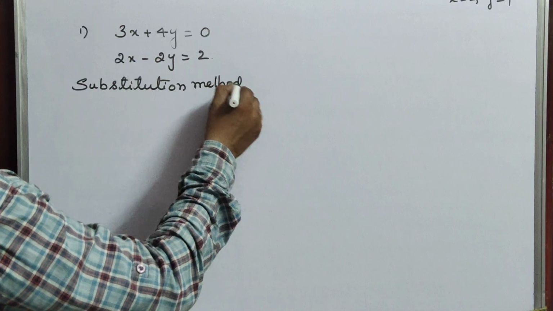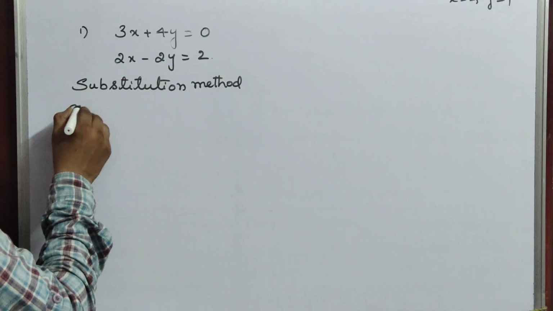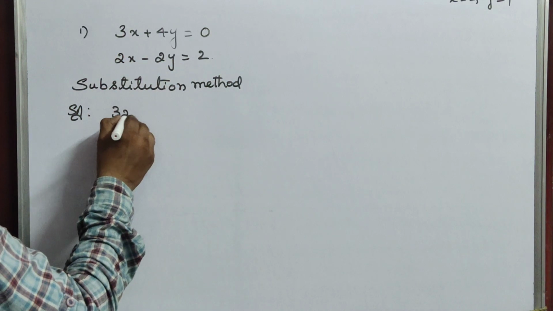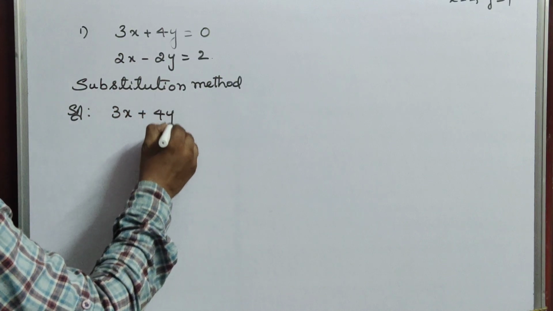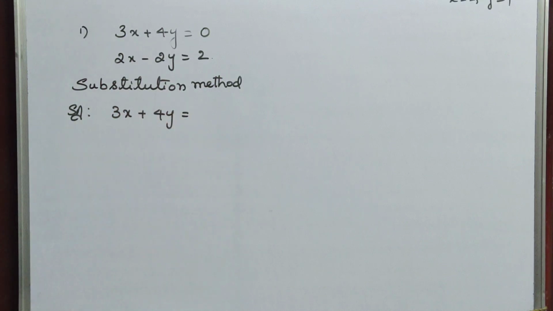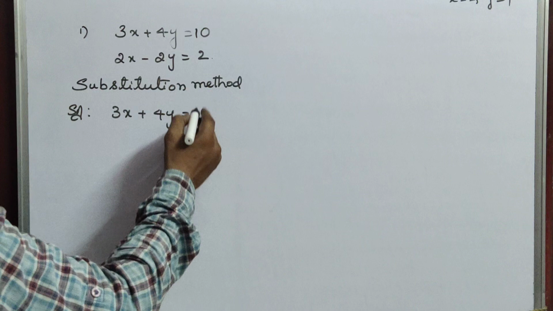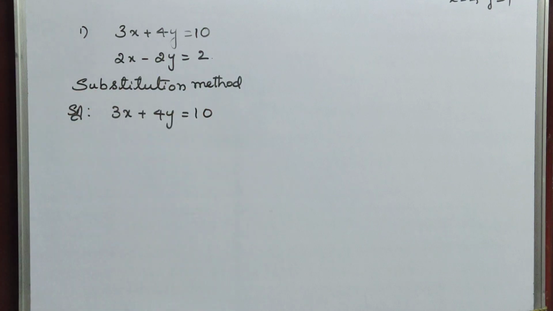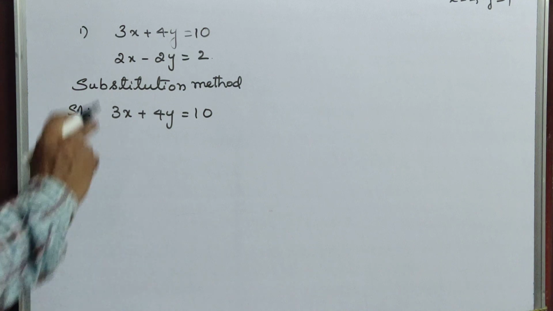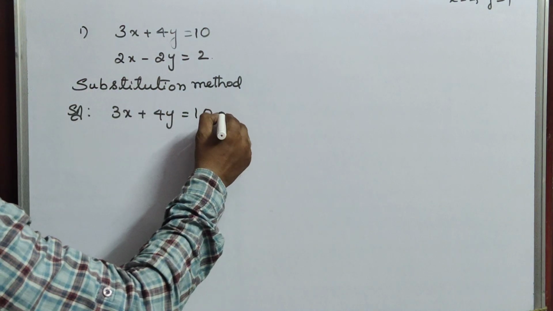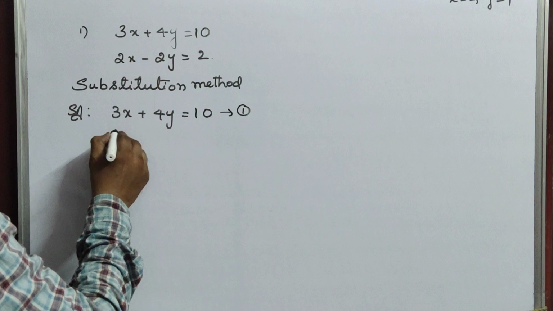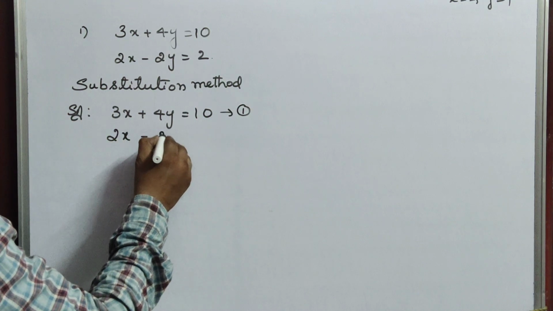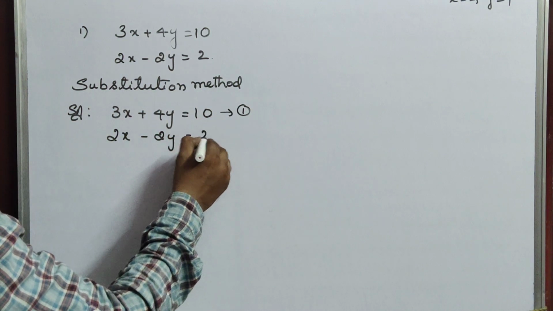Substitution method. Now, see the solution here. Equation 1: 3x plus 4y equals 10. The second one, equation 2, is 2x minus 2y equals 2.